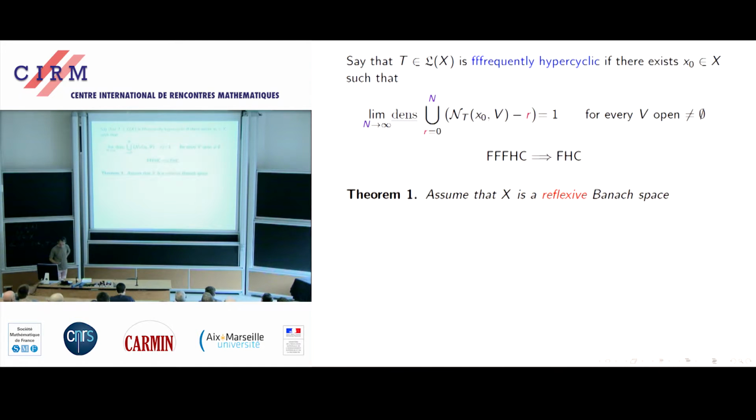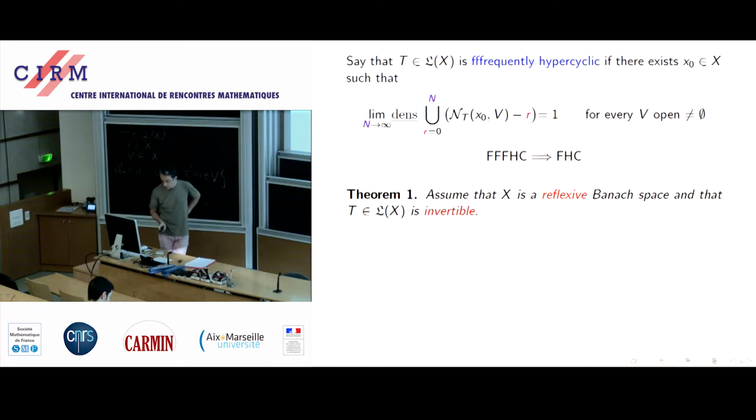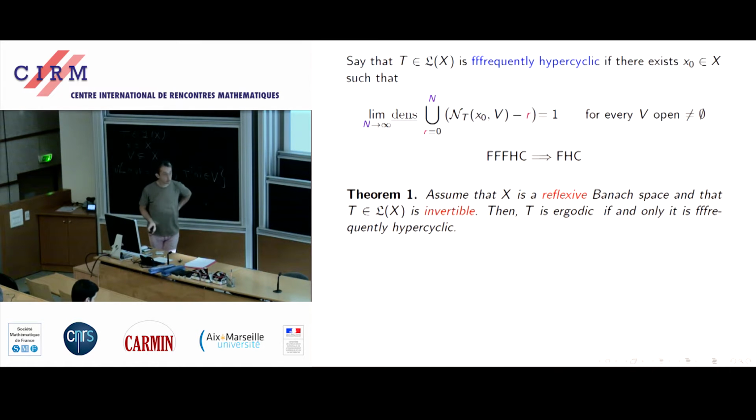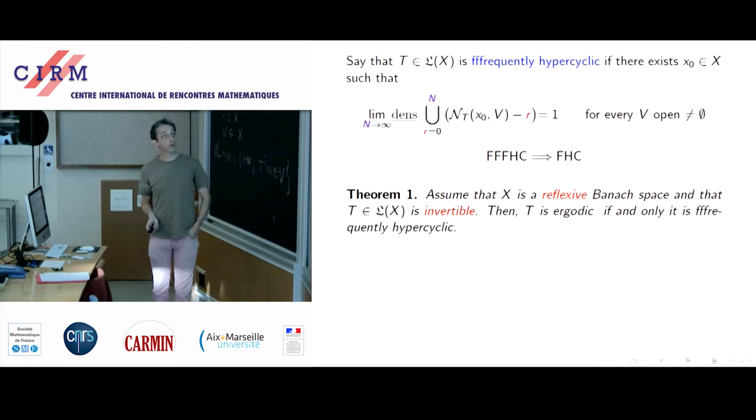Now our first result goes like this. Assume X is a rather nice Banach space, a reflexive Banach space. And unfortunately, you assume that your operator is invertible. Actually, I don't know if the result is true if you don't assume that T is invertible, and that's sad in some sense, but okay. And now the result is that, in fact, T is ergodic exactly when it is FFFHC. This is if and only if. So at least formally, this is a nice result.